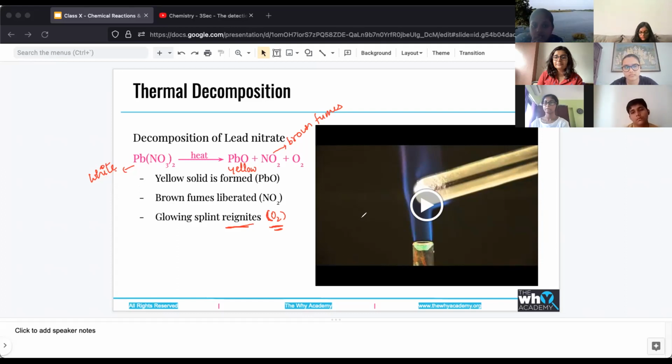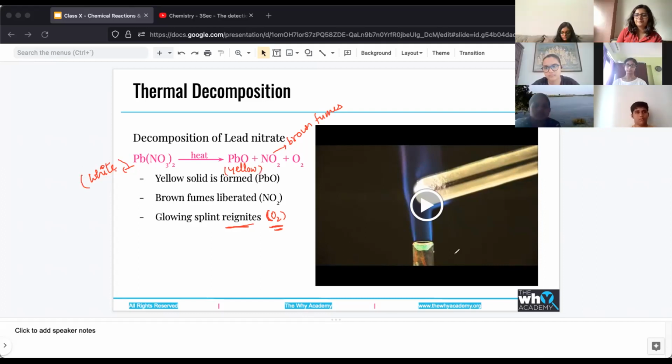Yeah, ma'am, you can go ahead. Ma'am, in that white you have written the lead nitrate. Yes, the color of lead nitrate is white, and lead oxide is yellow. Ma'am, I have a doubt. Yeah. Ma'am, what is the physical state of lead oxide? Solid. Okay. And solid is the same for lead nitrate. Yeah.